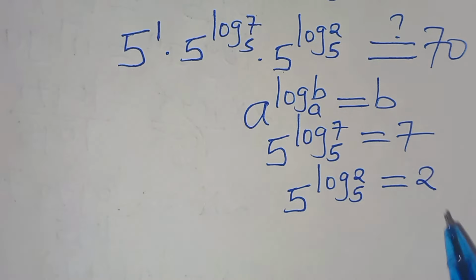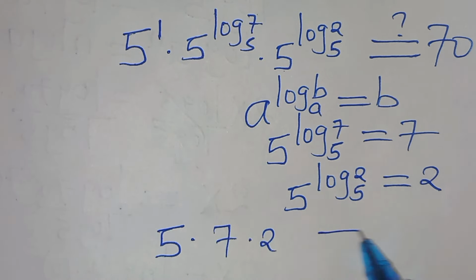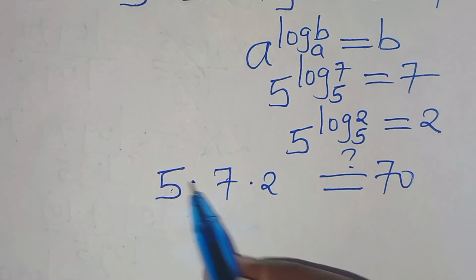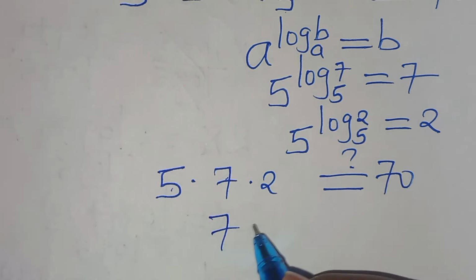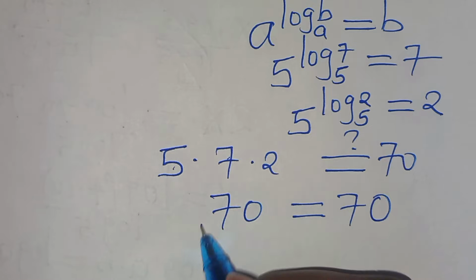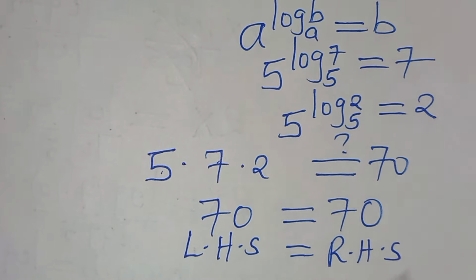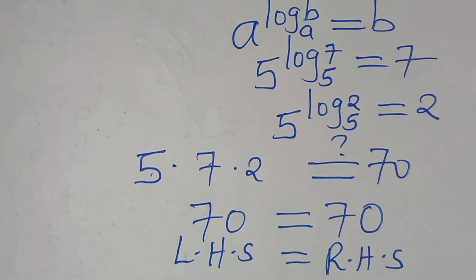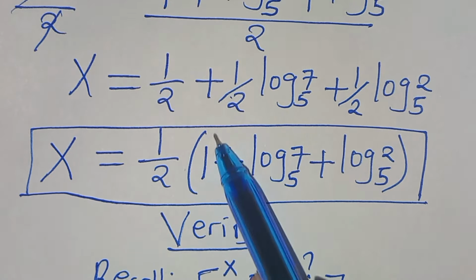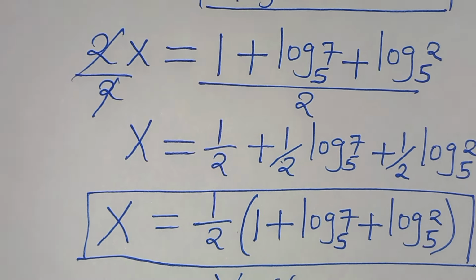So let's substitute 7 and 2 here. So we have 5 times 7 times 2. This is supposed to give us a value of 70. 7 times 5, this is 35, times 2. This is equal to 70, and this is equal to 70. So the left hand side is equal to the right hand side. And this proves that the value of x here, which essentially is equal to a half into the parentheses 1 plus log 7 to base 5 plus log 2 to base 5, satisfies the equation.